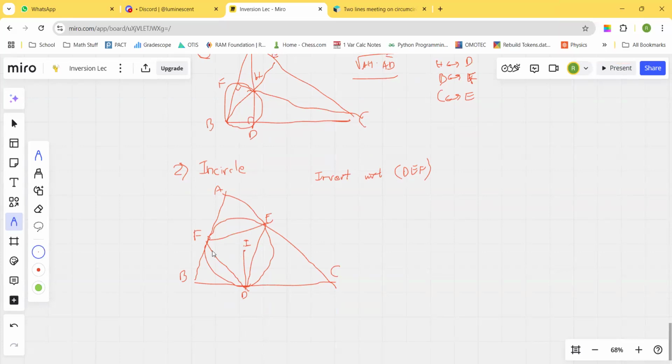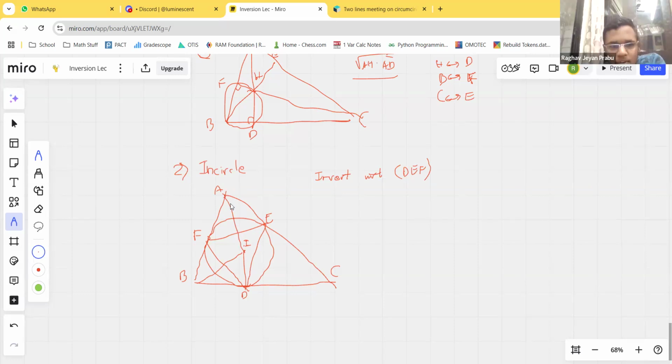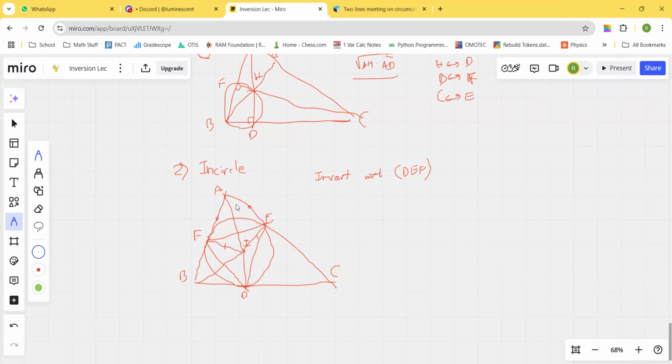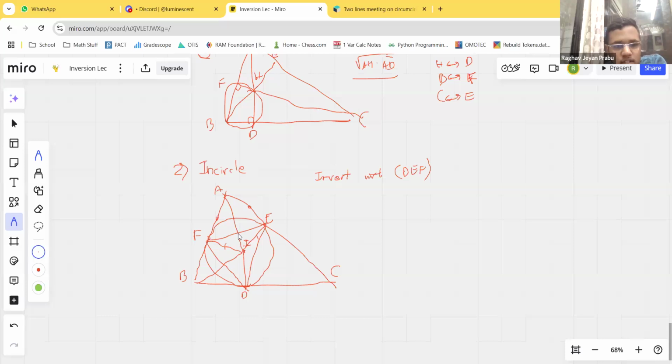We can draw these lines, AI, BI. Each of them would be the perpendicular bisector of FE. AI is the perpendicular bisector because you have these two triangles congruent. Since A is the tangent, AF, since they're all tangents, it's just the thing we use to invert 2 points. So this will end up being AI intersection FE.